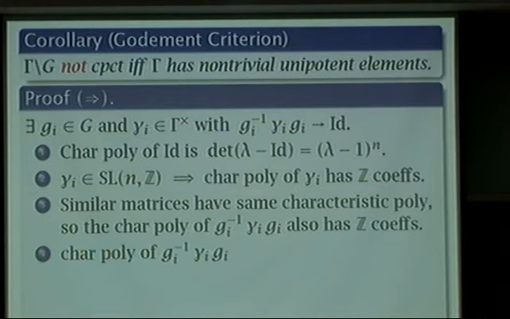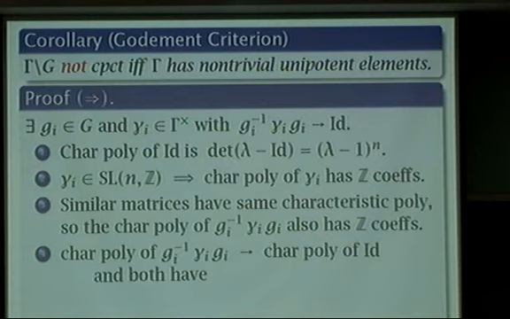And then the last basic thing I have to notice is that this sequence of matrices converges to the identity. The characteristic polynomial is a continuous function of the matrix. So if the conjugates converge to the identity, then the characteristic polynomial has to converge to the characteristic polynomial of the identity, which we know is lambda minus 1 to the n.